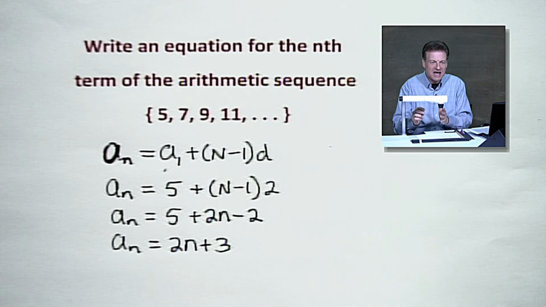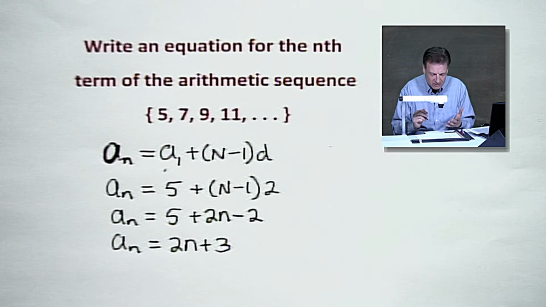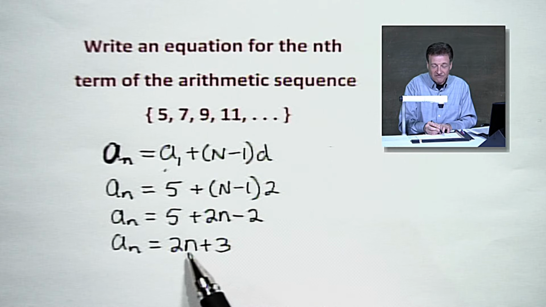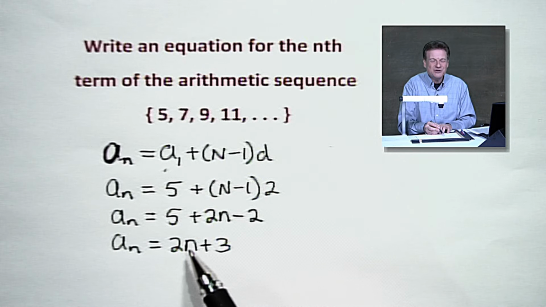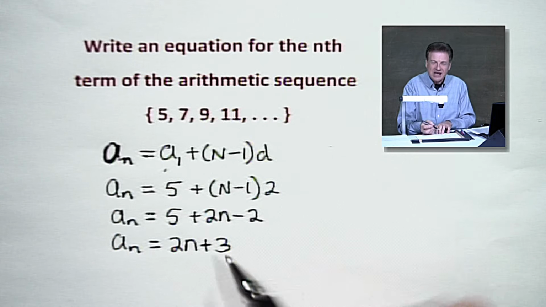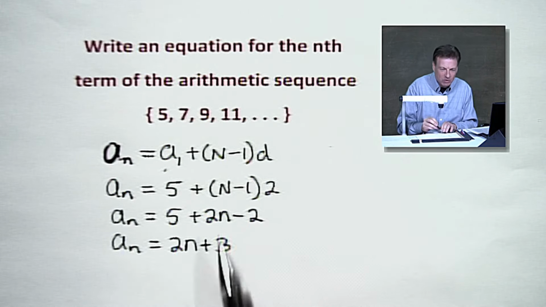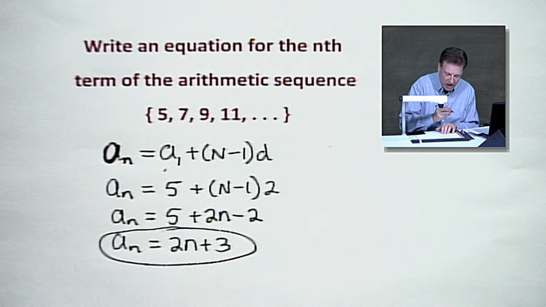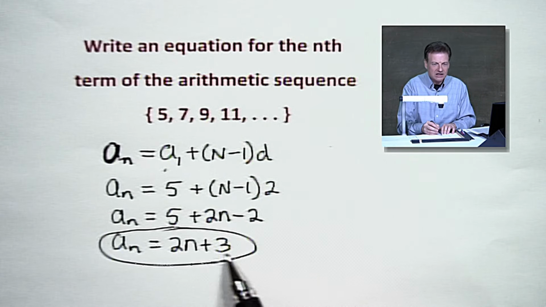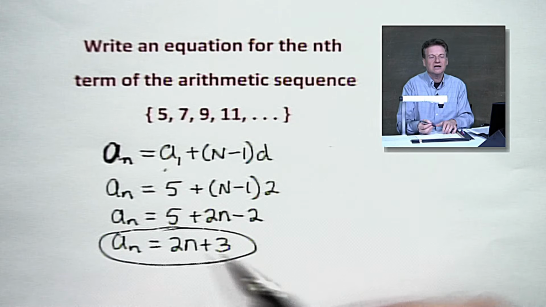It works anytime. If I want to find out what the 50th term is, I just simply put 50 in. How about that? 2 times 50 gives us 100. Add 3, that'd be 103. So again, that's the idea of how we work this. So what's the formula? Right there it is, 2n plus 3. And that means 2 times n plus 3.